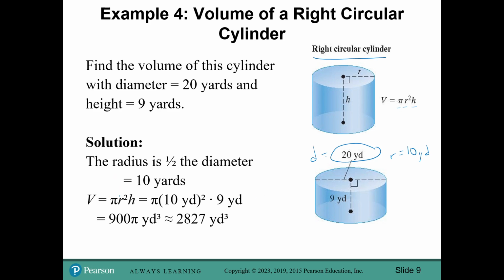So we need to just plug our stuff into the formula now. So we've got pi r squared h. So that's pi times the 10 yards we found for the radius squared times the height, which is right there. So just multiplying that by 9. So we're really looking at 900 pi yards cubed, or approximately 2,827 yards cubed for this right circular cylinder.